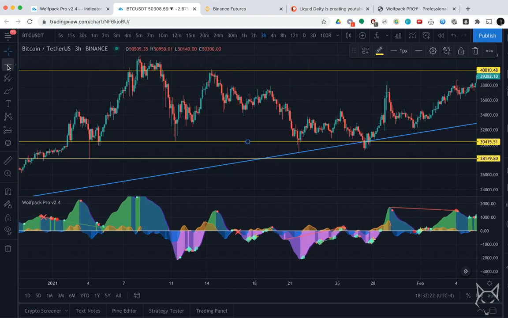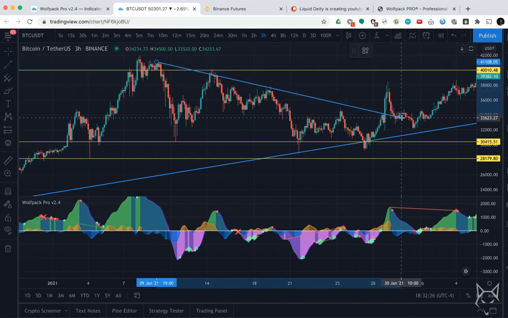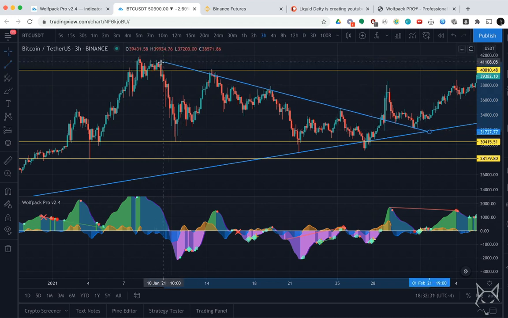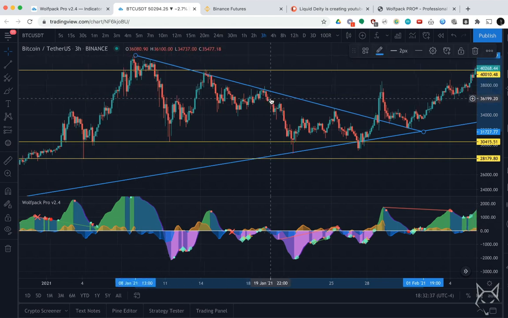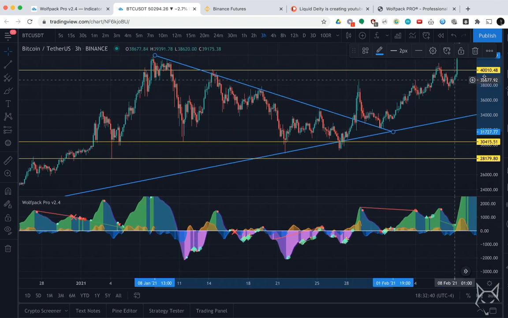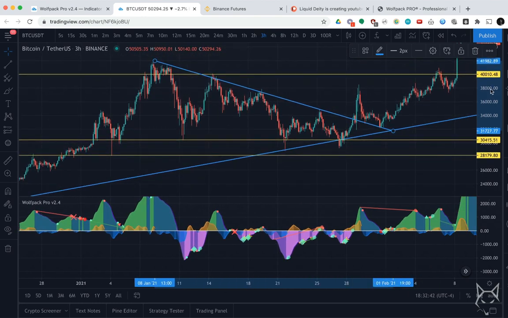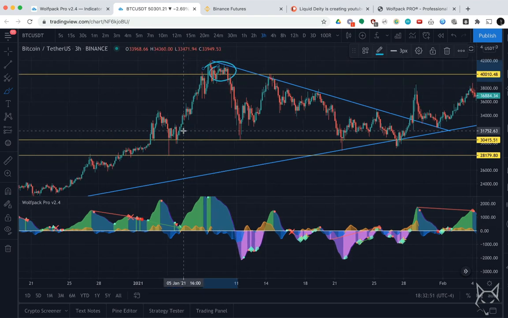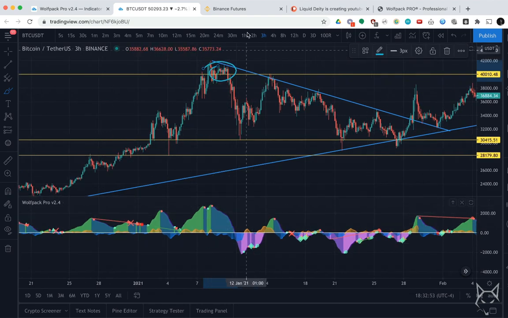Start drawing simple trend lines. This is a really, really good example. As long as we are on the lower time frames on Wolfpack here, you see the waves really, really coming down.